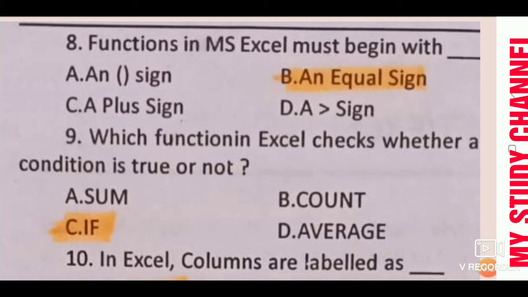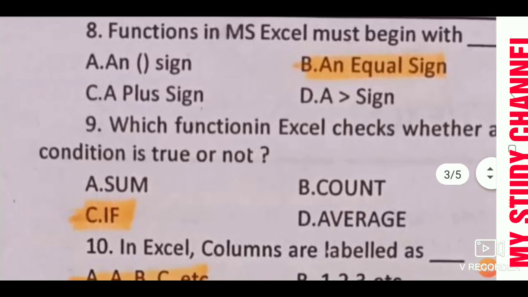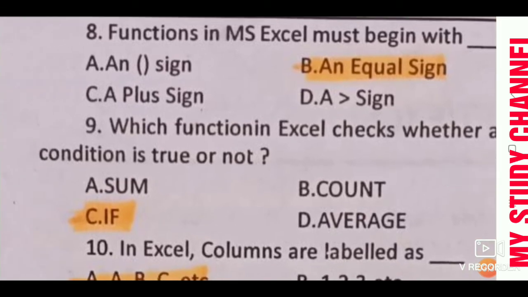Which function in Excel checks whether a condition is true or not? Here A is sum, B is count, C is if, D is average. Here answer is if. Option C is the right answer, that is if.